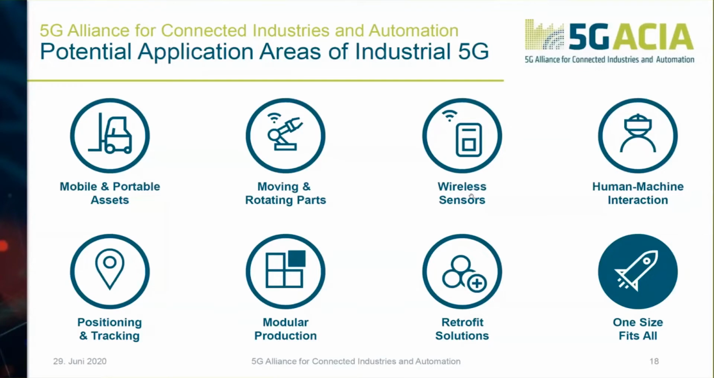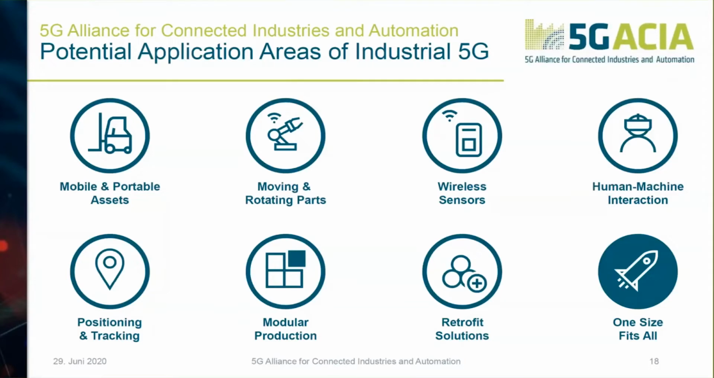So especially if we have battery-driven sensors, then we don't have to lay any cables. We just put the sensors and they are connected. Human-machine interaction is a very promising field, be it augmented reality, virtual reality, or also just a mobile control panel, mobile operation panel. Positioning and tracking is a very big topic. So in principle, we can use a 5G network not just for connecting devices, but also for locating devices.